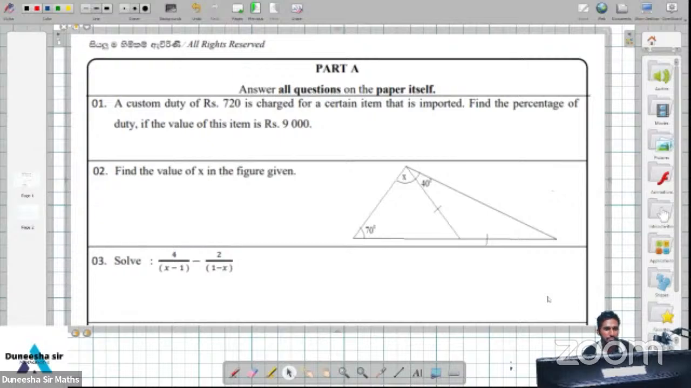First one, a custom duty of 720 is charged for a certain item that is imported. Find the percentage of duty if the value of this item is 9,000.